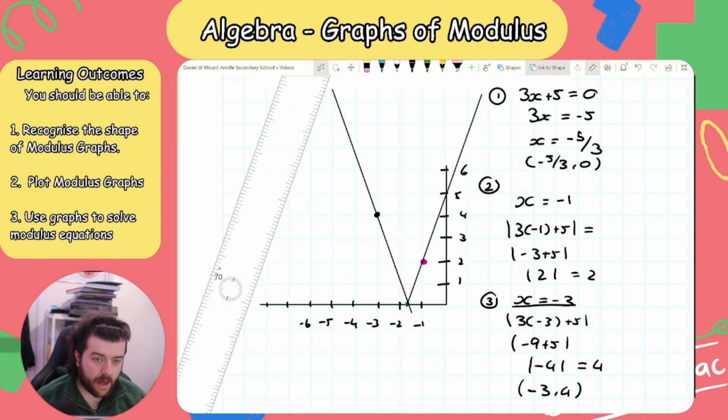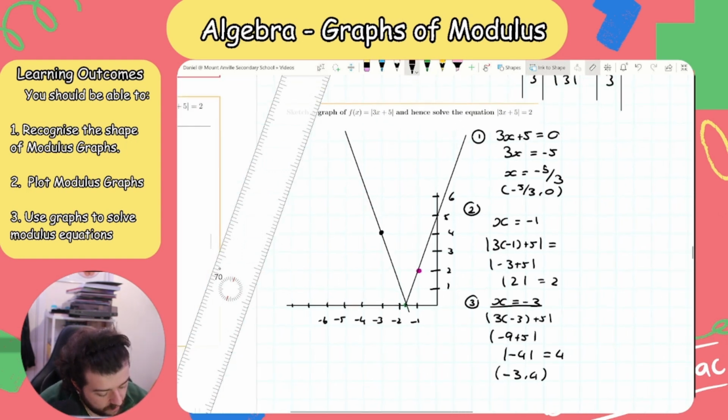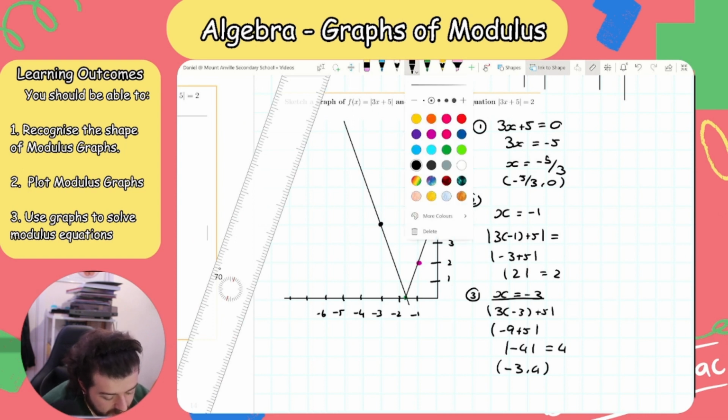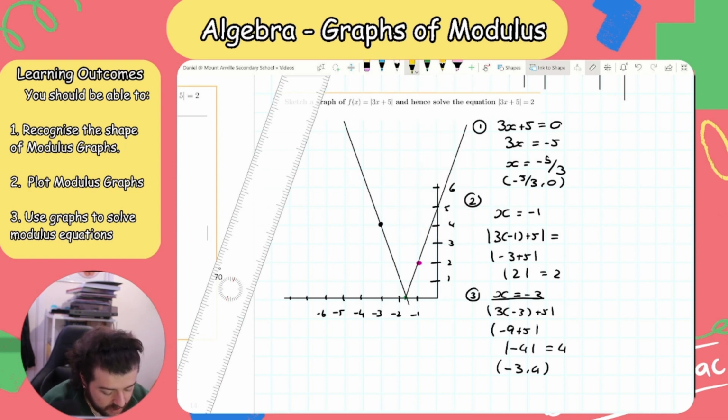Boom! Bada boom, bada bing. There's a graph of my modulus. Now it's asking me here, hence solve the equation when |3x + 5| equals 2. So we want to find now where my modulus is equal to 2.